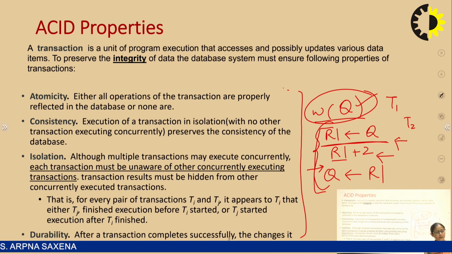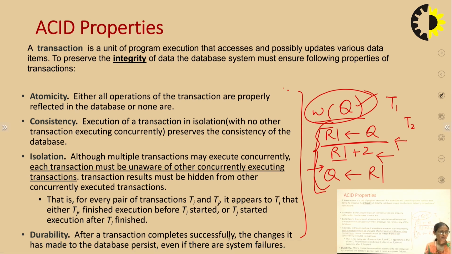Isolation: multiple transactions may execute concurrently. Each transaction must be unaware of other concurrently executing transactions. That is, if you are running this transaction, then this transaction is not aware that T1 is being executed. So it's the DBMS's role to ensure the isolation. That is, for every pair of transactions Ti and Tj, it appears to Ti that either Tj finished the execution before Ti started, or Tj started its execution once Ti finished its execution.